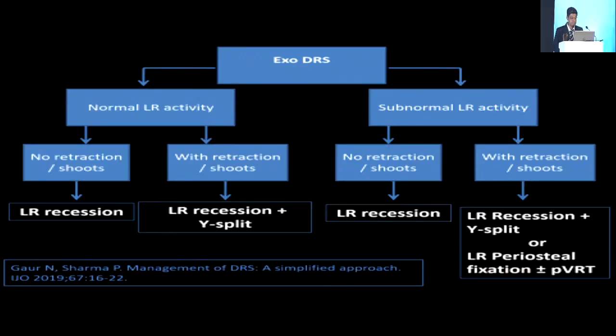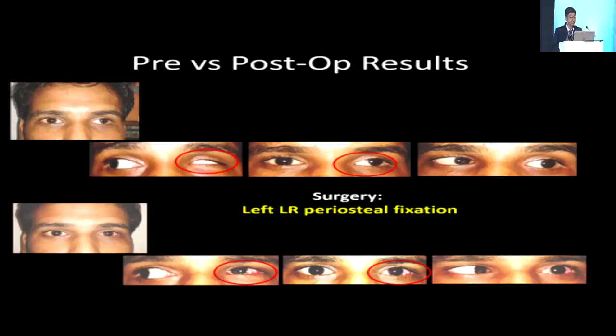So again, options available would be a large lateral rectus recession, a Y-split if there are shoots, and of course, a major option is to do a periosteal fixation of the lateral rectus, which theoretically is like an infinite recession of the lateral rectus. So you've done a very, very large recession. In this case, we did the lateral rectus periosteal fixation.